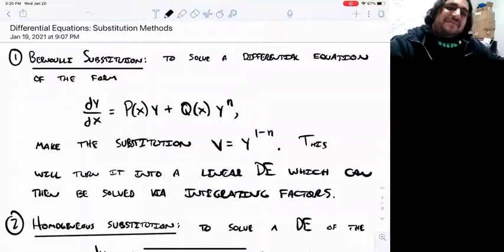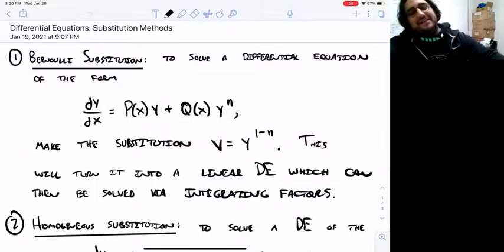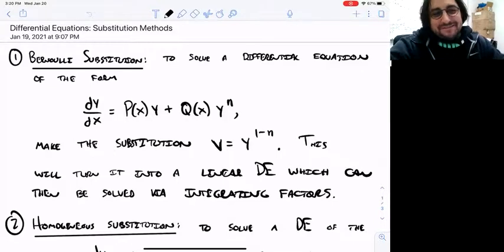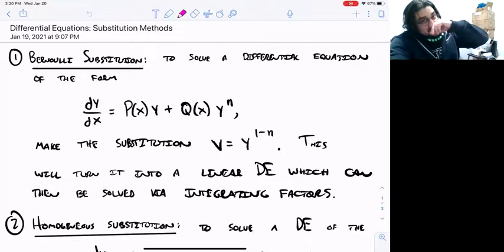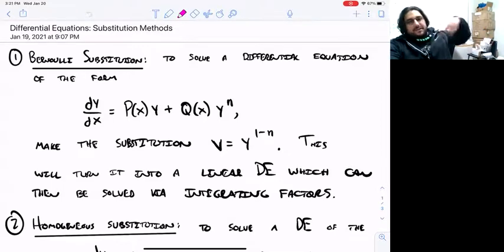Hello. So three substitution methods today, or maybe 2.5, because one of them is an educated guess. So two full methods and then kind of an extension. So Bernoulli substitution, right? It has this first bullet point here.